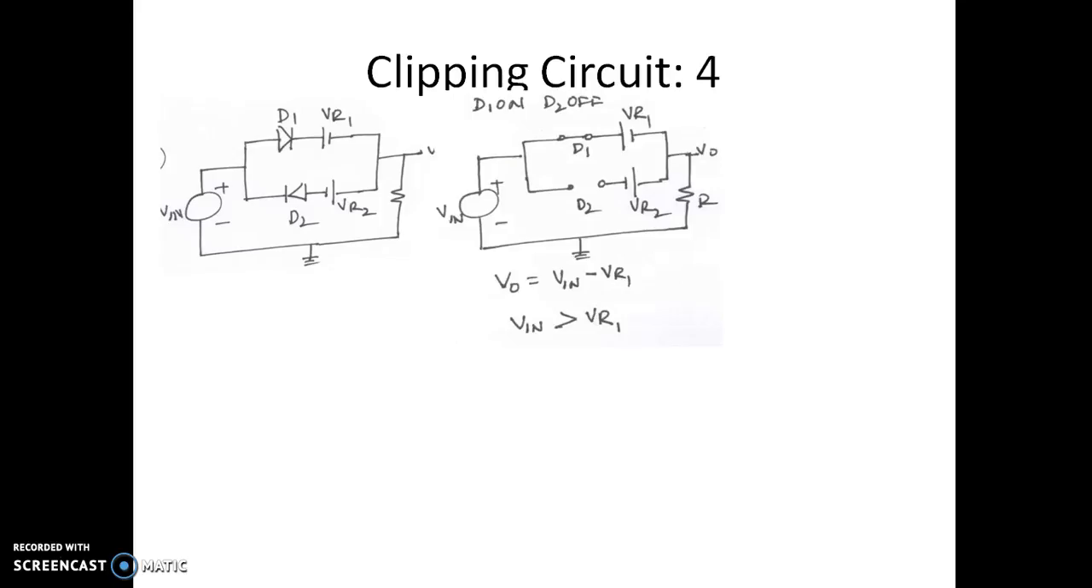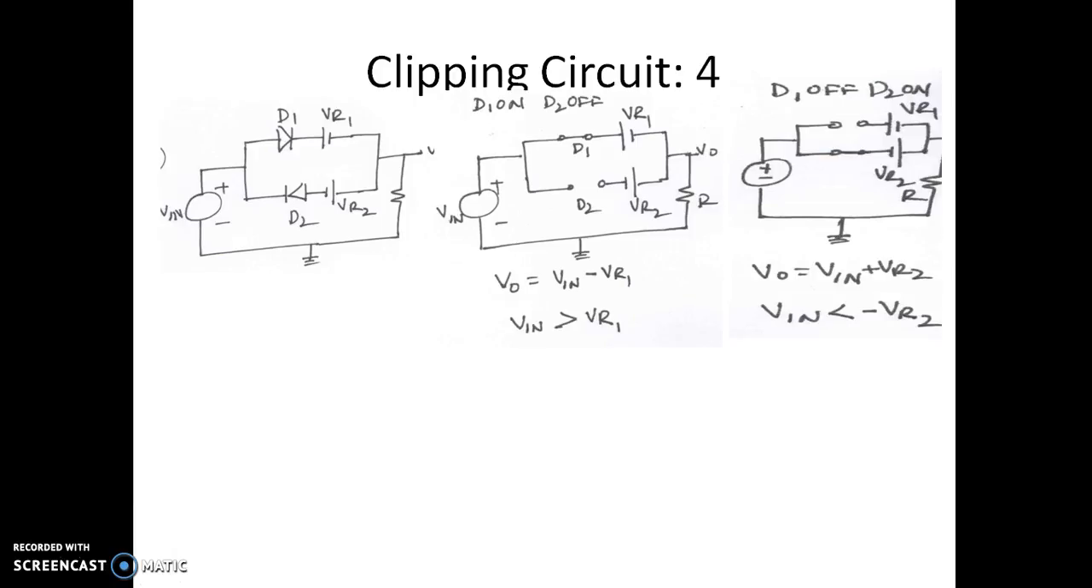Now this is one of the possible conditions where D1 is on and D2 is off, being represented by this. As you can see, the output voltage is given by Vin minus VR1. So this input voltage is subtracted by this reference voltage, and the output voltage is input minus the reference voltage. This will happen when the diode conducts. This diode will conduct only when the input voltage exceeds this reverse bias voltage VR1. So that's why when the input voltage is more than VR1, this equivalent circuit exists.